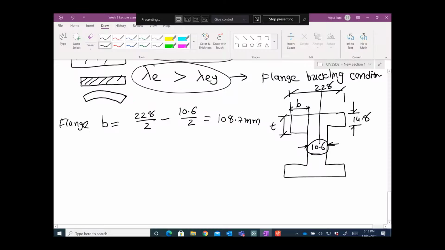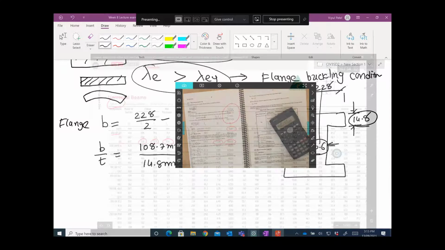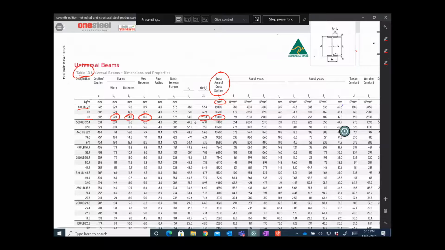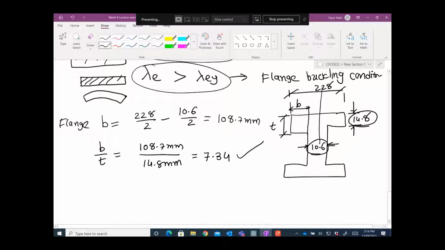We will check it. Now if I want to calculate b on t for the flange, you have 108.7 millimeters over thickness 14.8 millimeters, you get 7.34. Let's check it out. Here you go, this is b on t for the flange, and it's 7.34. Yes, it is 7.34. So that is good.